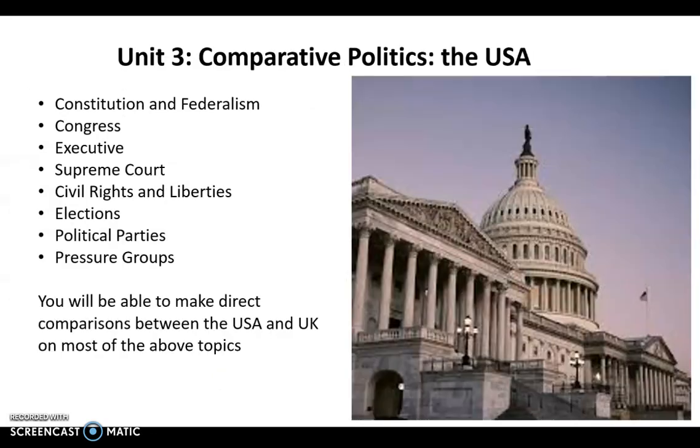And then in the second year, we then look at the United States of America, and it's a comparative paper. So you have to compare the USA with the UK. And again, it follows a very similar kind of area. So we look at the Constitution of America and something called federalism, the role and powers of the American Parliament, which is called Congress, the Executive, which is basically the presidency, the Supreme Court. We look at civil rights in America and civil liberties, US elections, political parties, pressure groups. And as I said, this is a direct comparison paper. This is actually the exam paper which I mark for the exam board, just in case anyone's interested.